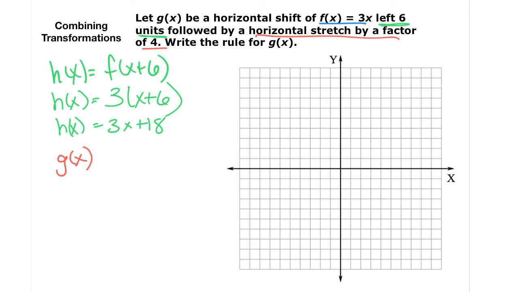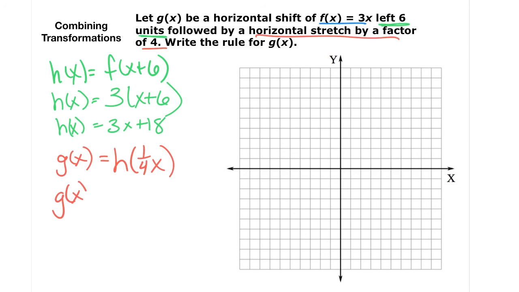Now for a second transformation on this function, we're going to do a horizontal stretch by a factor of 4. So horizontal stretch means that it's again going to affect our inputs. And this is where you have that weird one where you have to put it 1 over the factor. And so I end up with h of 1/4 x.